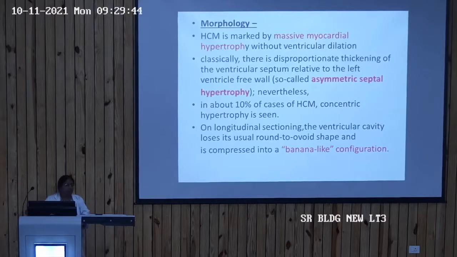And usually in secondary causes of ventricular hypertrophy, it is opposite. That is, usually the free wall of the ventricle is more hypertrophied than the septal wall. Therefore, this is also known as asymmetric septal hypertrophy. In 10% of cases, concentric hypertrophy, where all the walls are similarly involved, can be seen. However, in 90% of cases, you will see the asymmetric septal hypertrophy. And on longitudinal section, it will give rise to a round to ovoid, banana-like configuration.